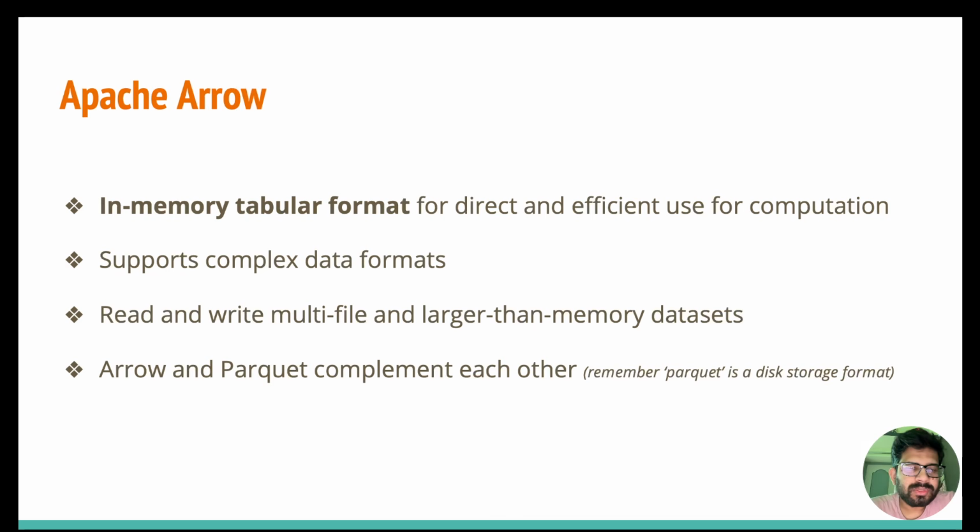I want to introduce here the Apache Arrow format. This format plays well with Parquet. Apache Arrow is an in-memory tabular format for direct and efficient use in computation, and it supports complex data formats. This is very useful when you have larger than memory data sets and you need to read or write them. And since this is an in-memory tabular format and plays well with Parquet, there is no overhead in converting from one file format to another for the computation to happen. I leave out the resources for Apache Arrow for you too.